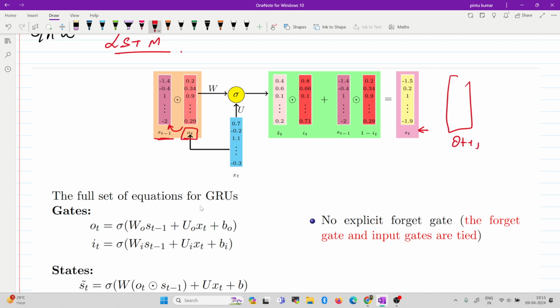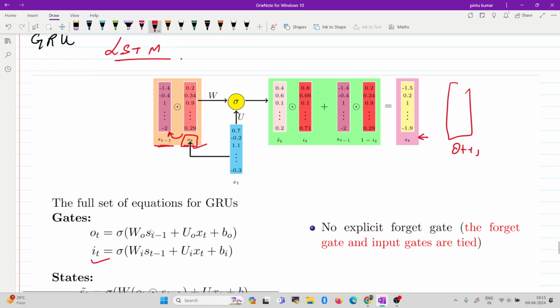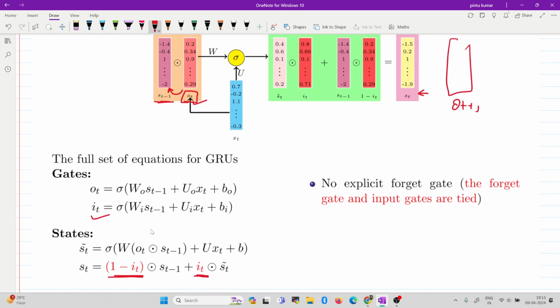Okay, so now you have only two gates, that is your output and input gate. And your forget gate is sort of tied to your input gate. So if I of t is your input gate, you use 1 minus I of t as your forget gate. That's the only difference between GRU and your LSTM. Everything remains the same. So this structure is the same, this structure is the same, right? This thing is also the same.